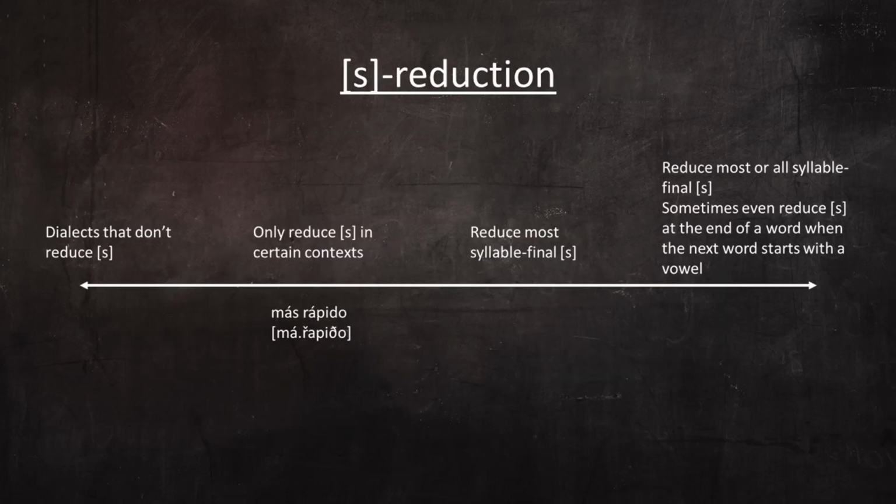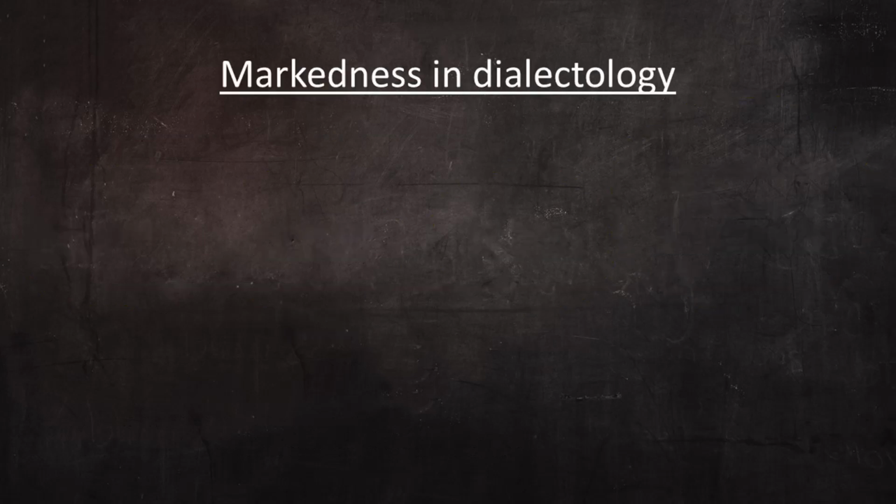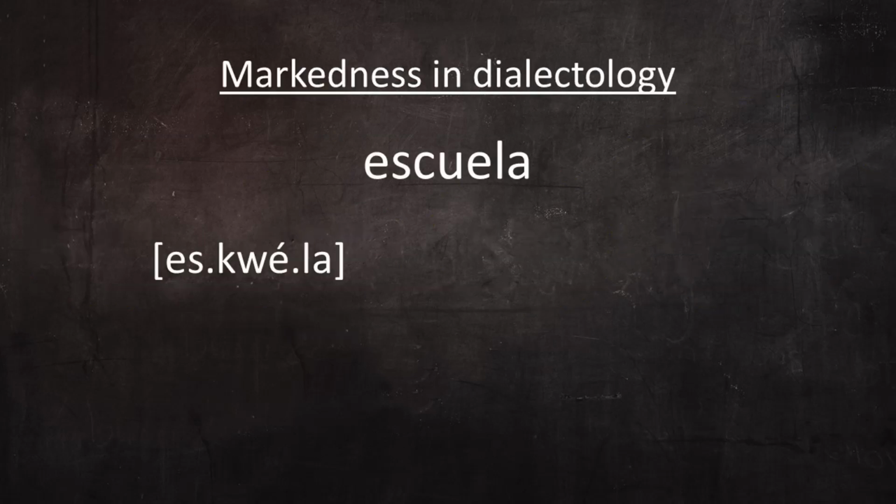Let's start with this example. As I described in great detail in a previous video, some Spanish dialects pronounce all S's all the time, while some dialects reduce S in some phonetic contexts. So, for example, in some dialects this word is pronounced escuela, while in others it's normally pronounced something like escuela. So which pronunciation is unmarked and which is marked?